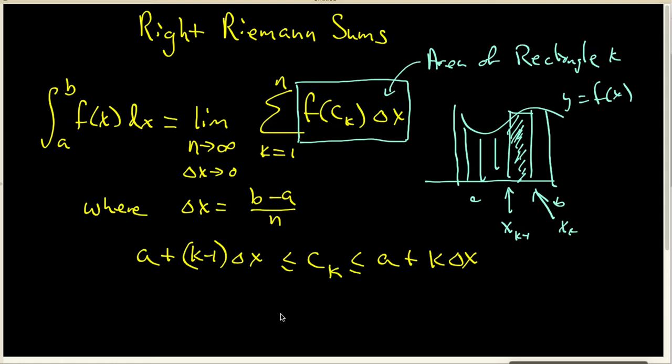In the things that we're going to be doing, the delta x is always just going to be b minus a divided by the number of rectangles. And it turns out that the kth subinterval will always run from a plus k minus 1 times delta x to a plus k times delta x. In other words, this endpoint of the kth subinterval is a plus k minus 1 times our jump, which is delta x, and this one is a plus k times delta x.